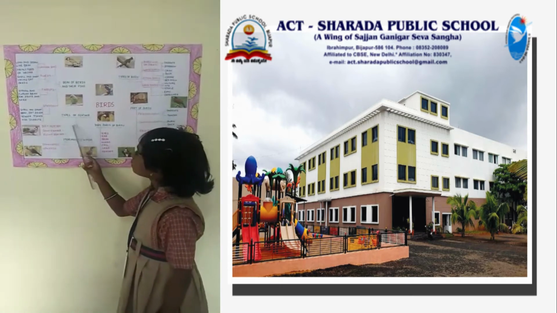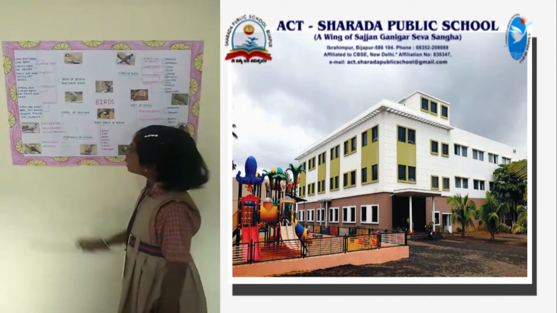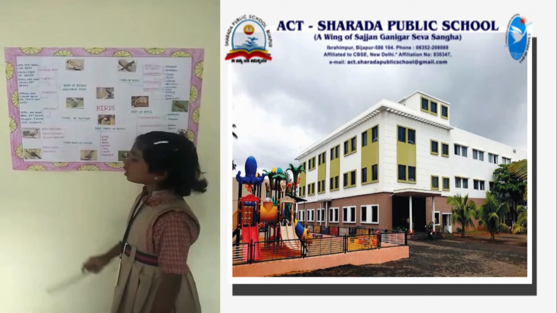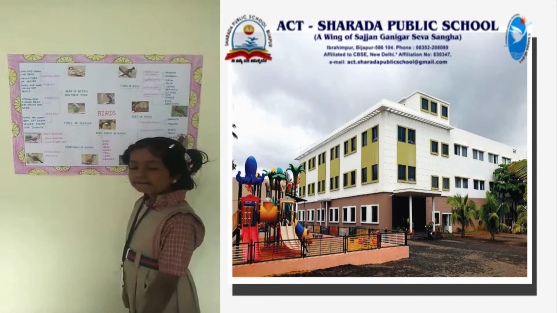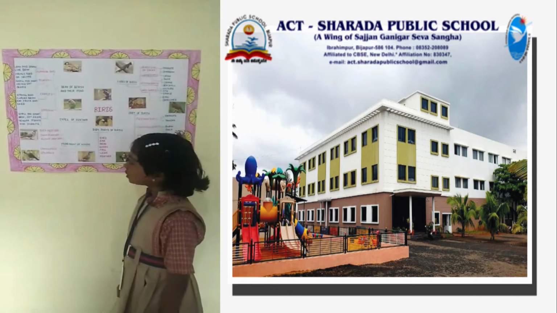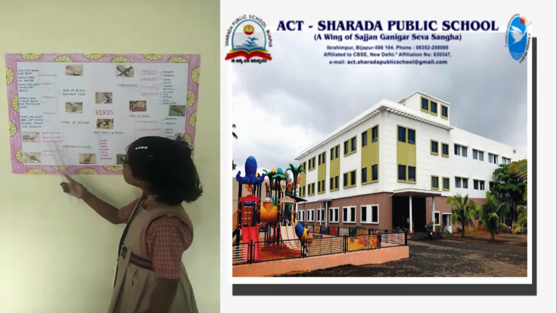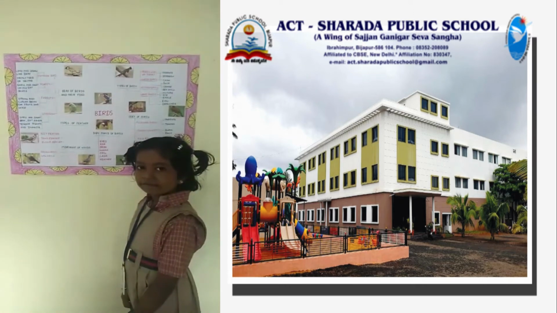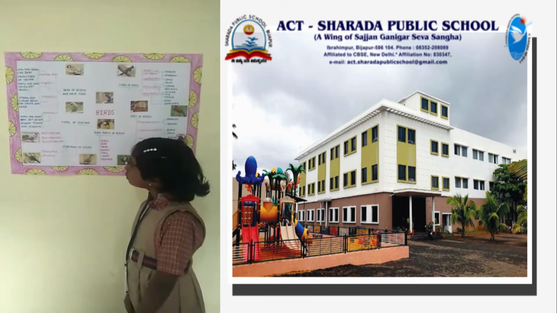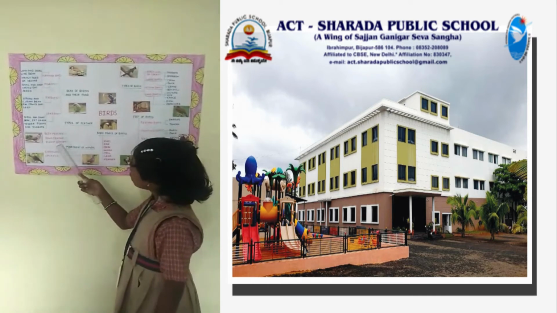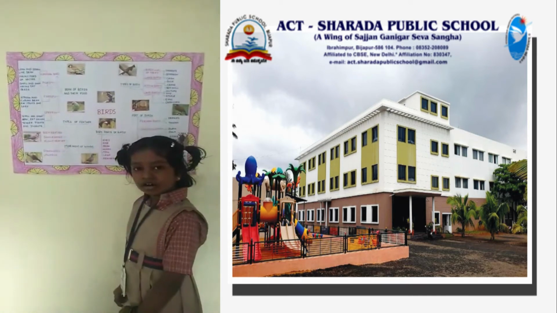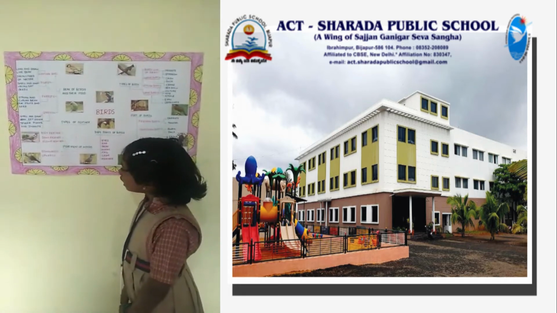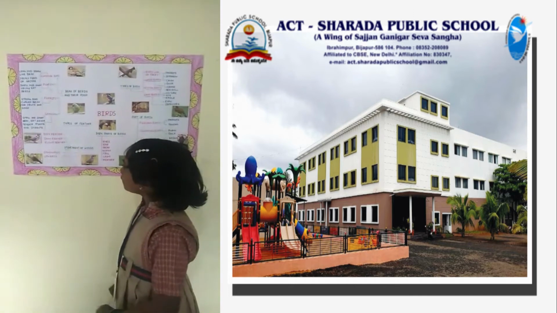Types of feathers. There are 3 types of feathers: body feather, down feather and flight feather. Body feathers are small and stiff. They give shape to the body. Down feathers are small and fluffy. They keep the body warm. Flight feathers are long and flat. They help birds to fly.